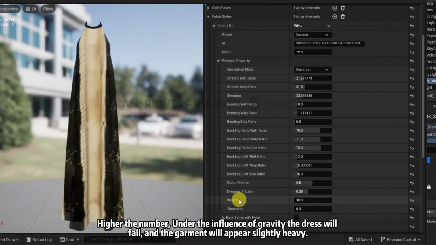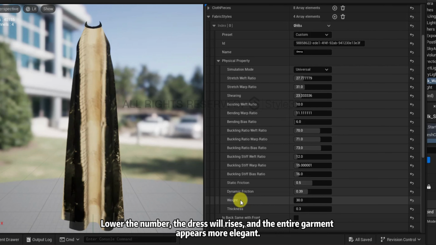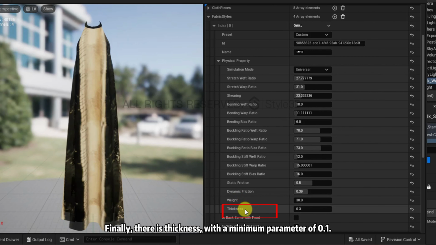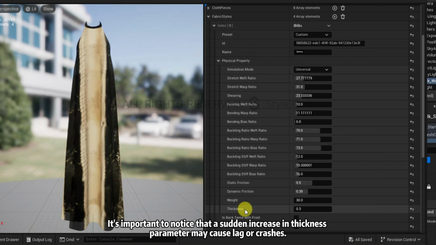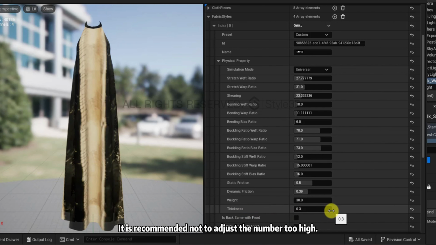Higher the number, under the influence of gravity, the dress will fall, and the garment will appear slightly heavy. Lower the number, the dress will rise, and the entire garment appears more elegant. Finally, there is thickness, with a minimum parameter of 0.1. If the garment sticks to the body, you can try reducing the thickness. It's important to note that a sudden increase in thickness parameter may cause lag or crashes. It is recommended not to adjust the number too high.